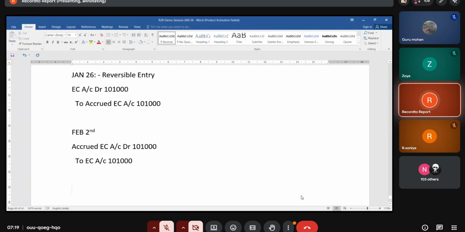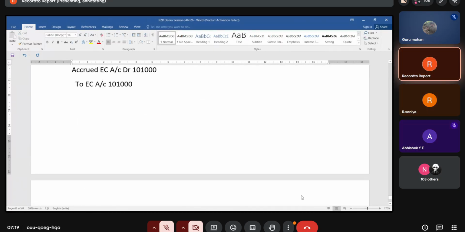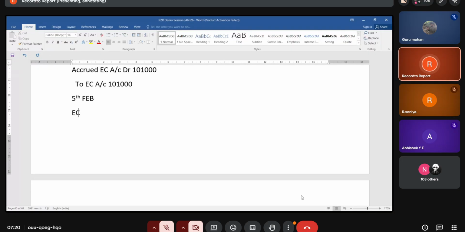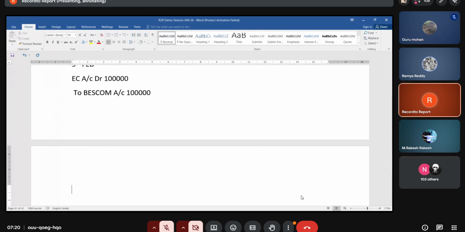Clear, guys? Now, when is the bill generated for the month of January? On 5th February. So on 5th February, we need to book electricity charges account debit. For every state, there is a vendor. In Bangalore, who is the service provider? Bescom. In Andhra Pradesh, it depends on the state government. So the vendor to whom we need to pay the money is Bescom.